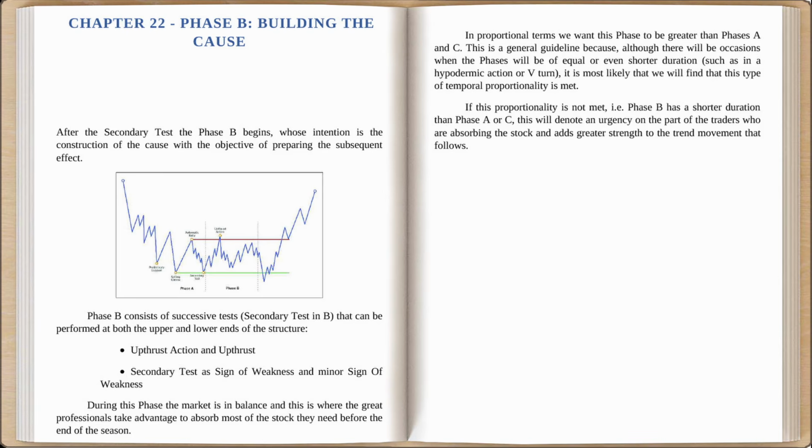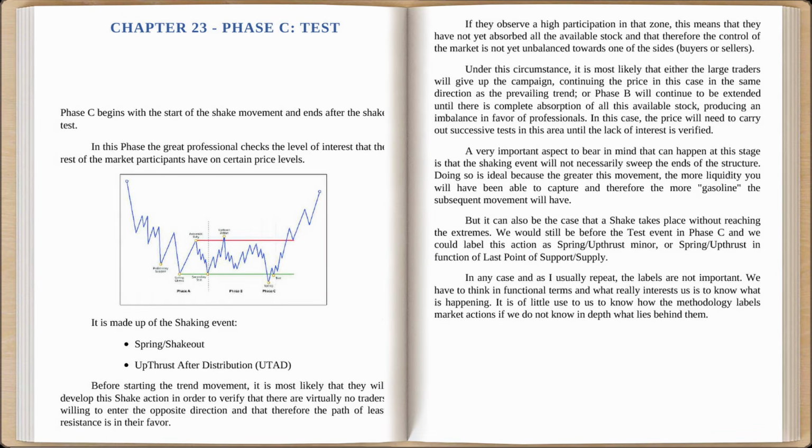If this proportionality is not met, i.e., Phase B has a shorter duration than phase A or C, this will denote an urgency on the part of the traders who are absorbing the stock and adds greater strength to the trend movement that follows.